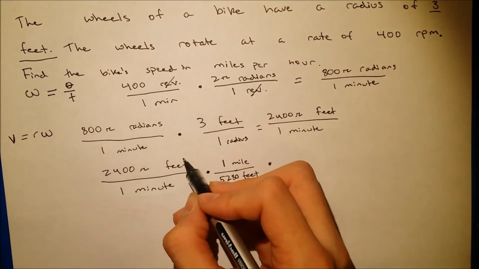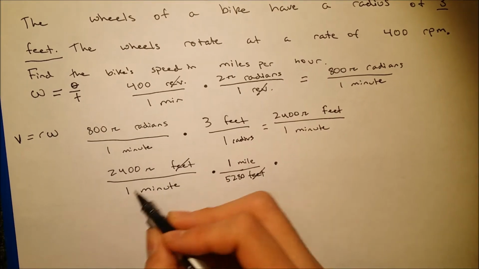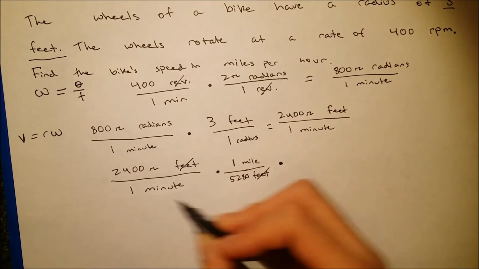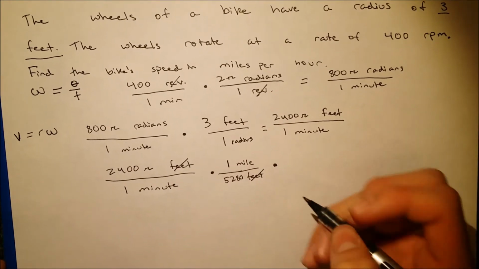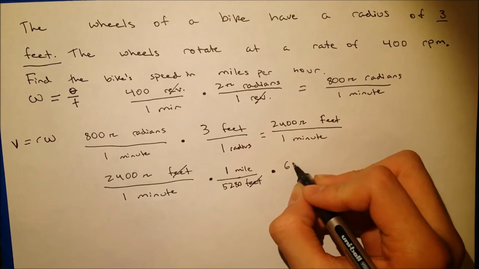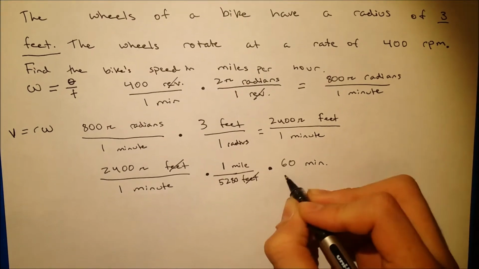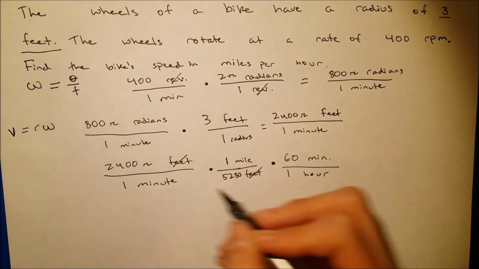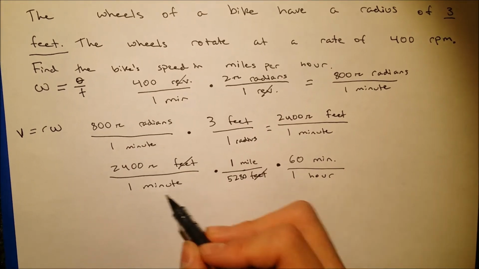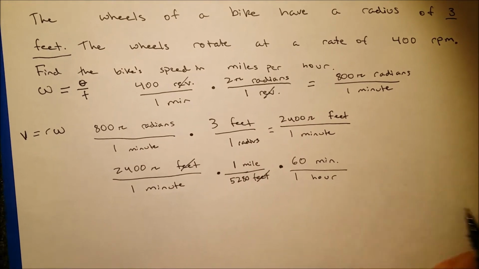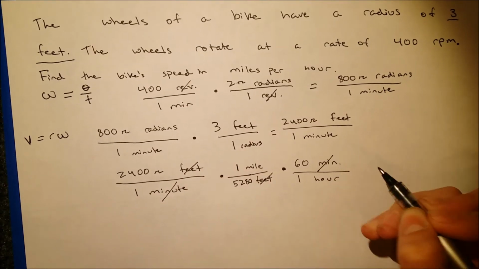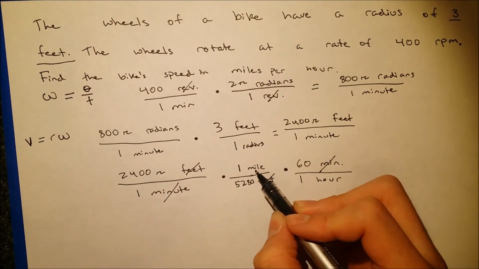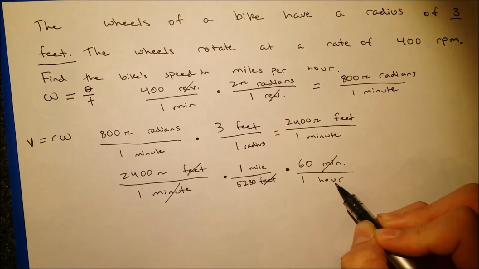Now the feet cancel out, but we still need to convert the minutes to hours and have those cancel out. We know that there are 60 minutes in 1 hour, so now we've converted from minutes to hours. The minutes cancel out, and so now we have miles per hour.